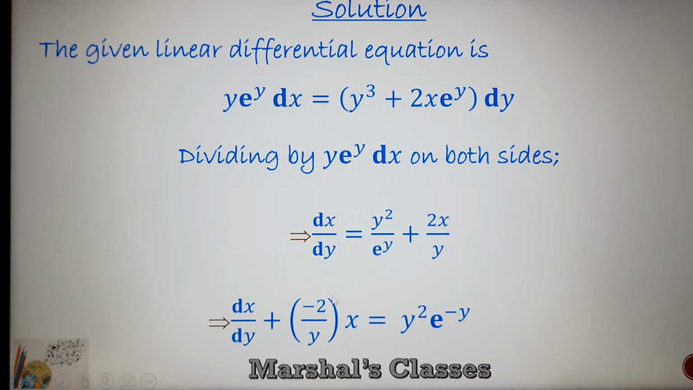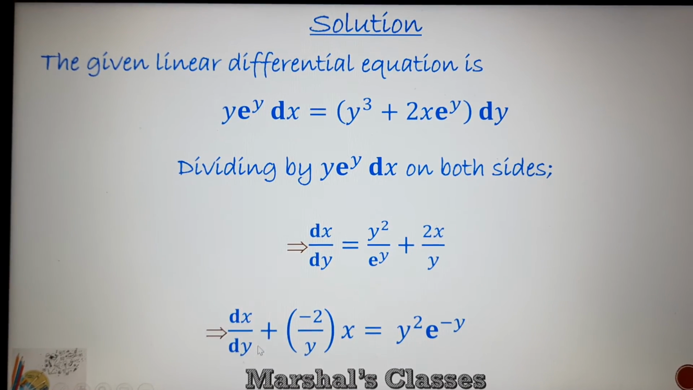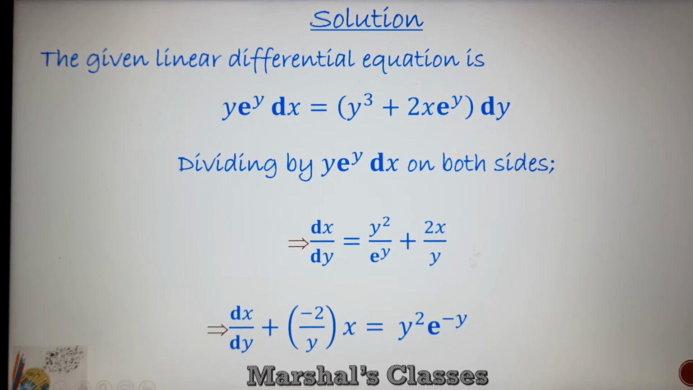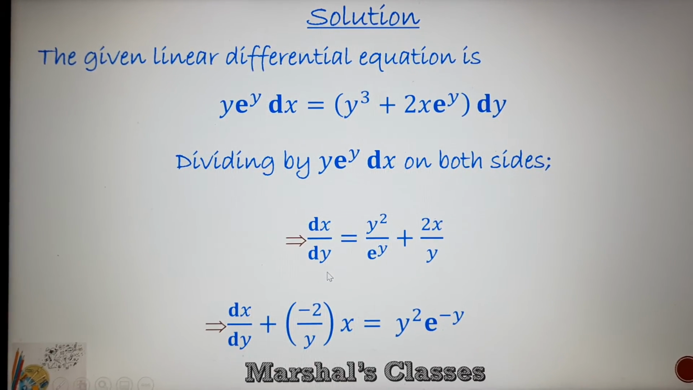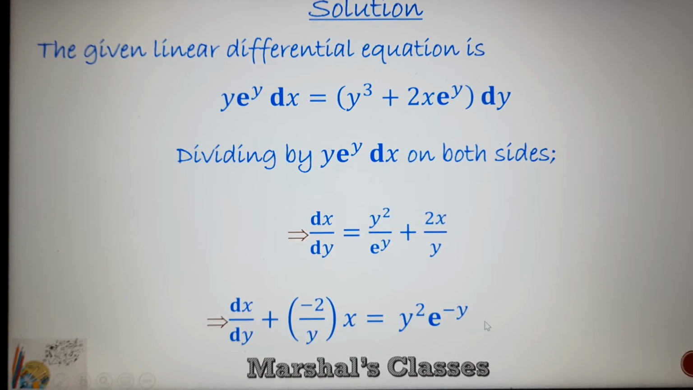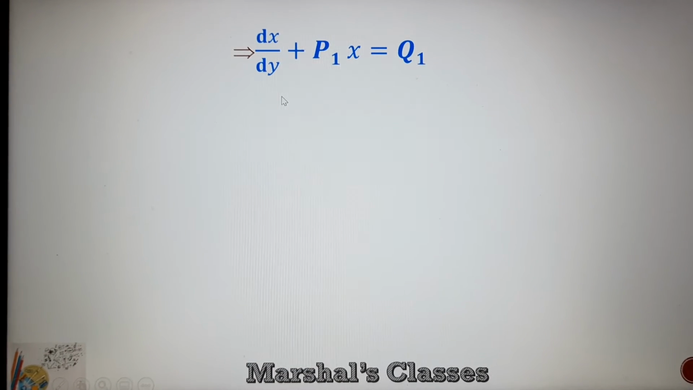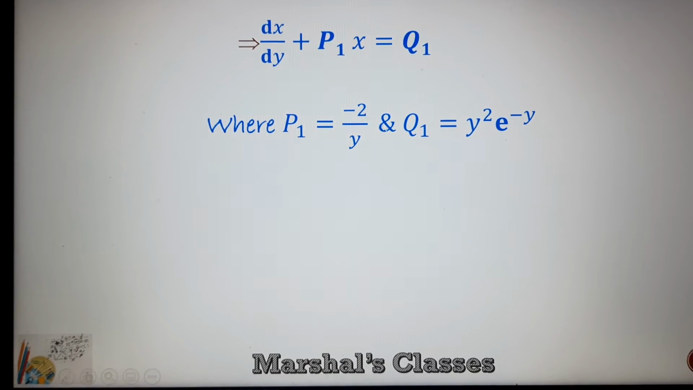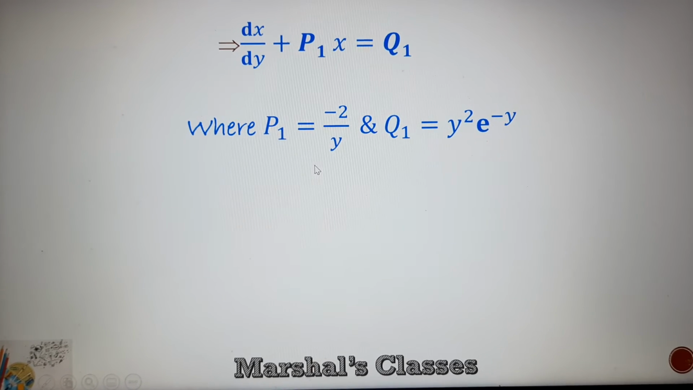Now this equation can also be written in the form dx/dy + (-2/y) x = y^2 e^(-y). This is on rearranging: 2x/y goes to the left hand side of the equation, and y^2 divided by e^y, we take it as y^2 into e^(-y). Now this equation is of the form dx/dy + P1 x = Q1, where P1 is -2/y and Q1 is y^2 e^(-y). These are both functions of y.